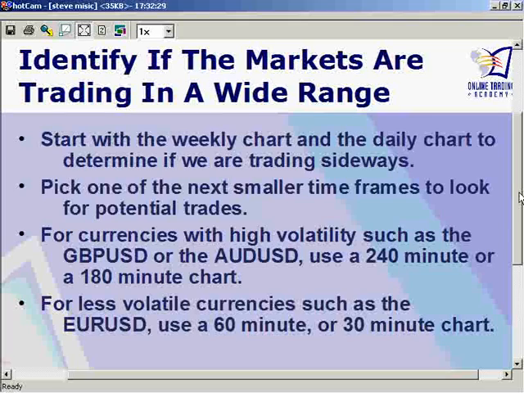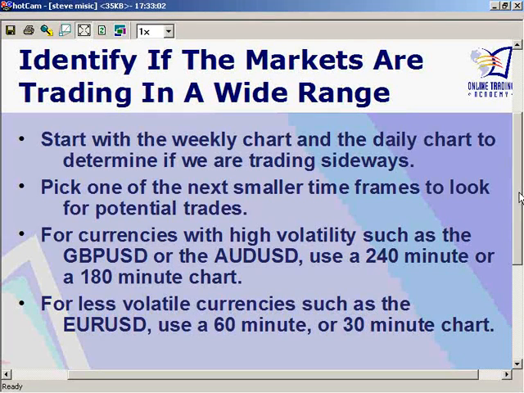For currencies that have high volatility, such as the GBP or the Australian versus the dollar, I use a 240-minute chart, or I could use a 180-minute chart. So I'm using 4-hour charts or 3-hour charts. First of all, when there's periods of absolutely low volatility, 4-hour candles are the best thing in the world. All that low volatility trading will take place inside of one candle. It's a really, really clean chart. It's an easy picture to look at.